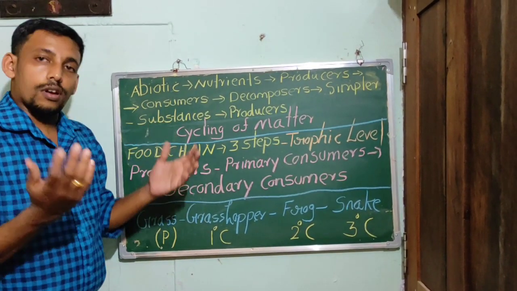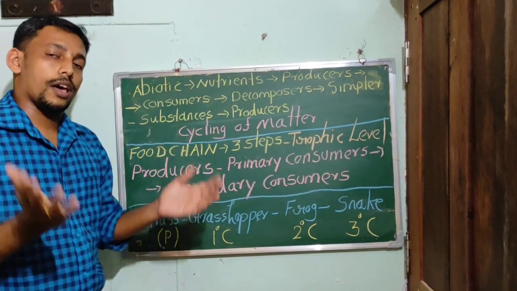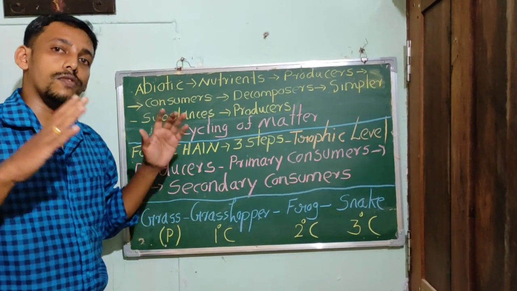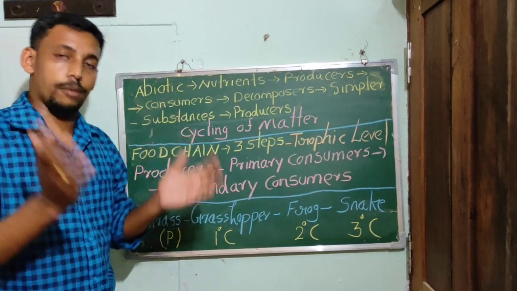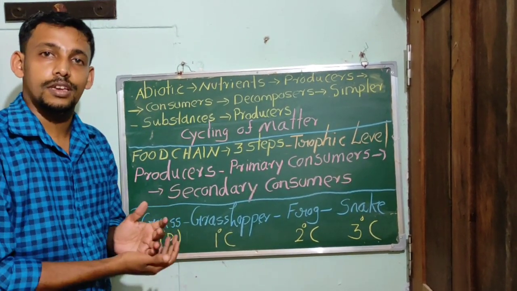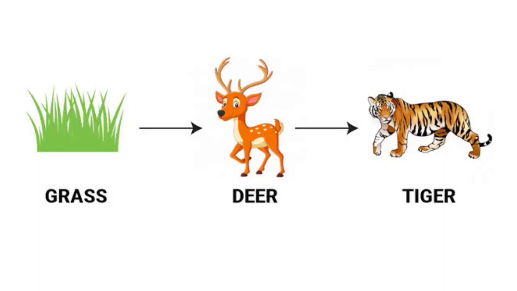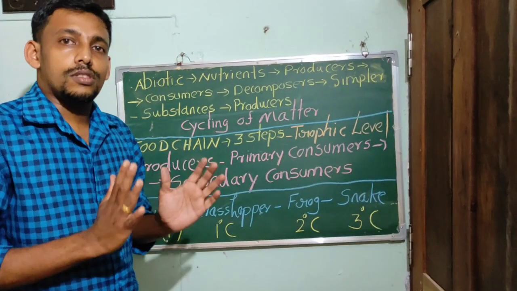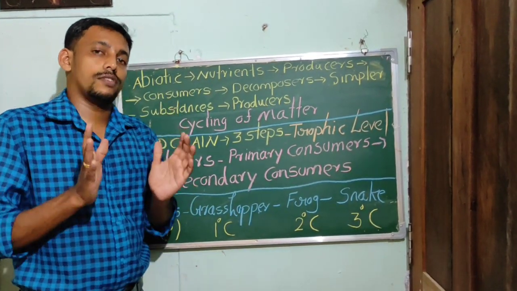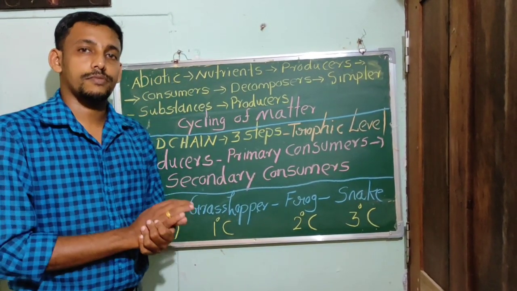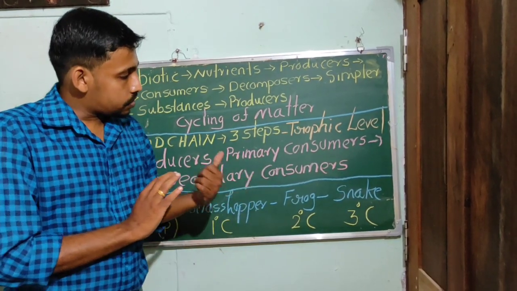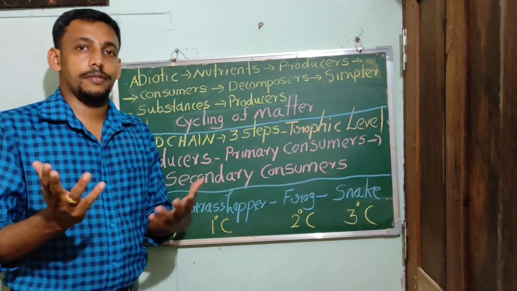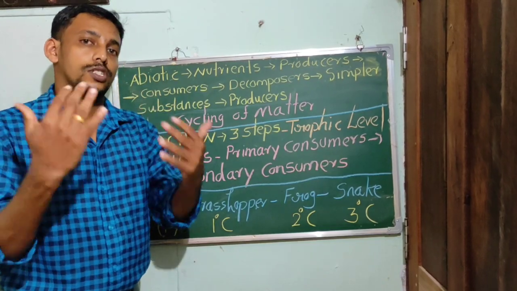In the case of a forest, you can see different types of plants eaten by different types of herbivores, for example deer. And these deer may be eaten by a tiger or lion. So based on the nature of the ecosystem, the type of food chain may vary. There are different types of food chains.